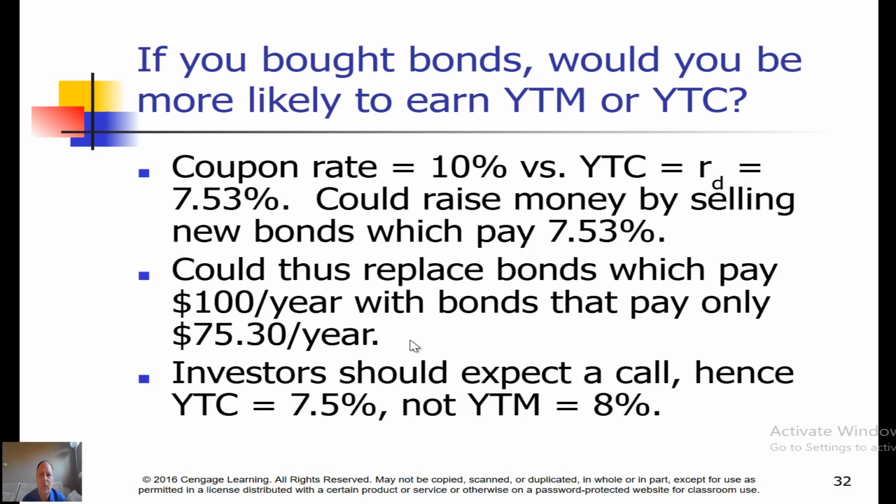So if you bought bonds, would you be more likely to earn the yield to maturity or the yield to call? And the answer is going to be the yield to call, because the issuer of the bond will do whatever is in their best interest. And they could raise more money by selling new bonds at 7.53%. Obviously, there are experts at companies that look at this kind of stuff all the time. So bonds would normally price at their yield to call.